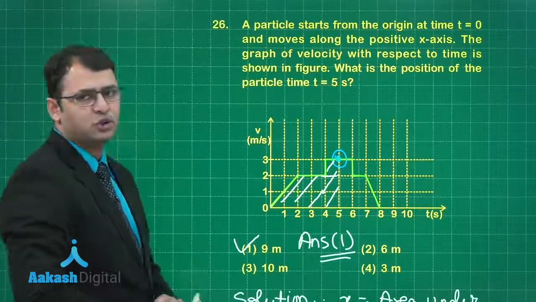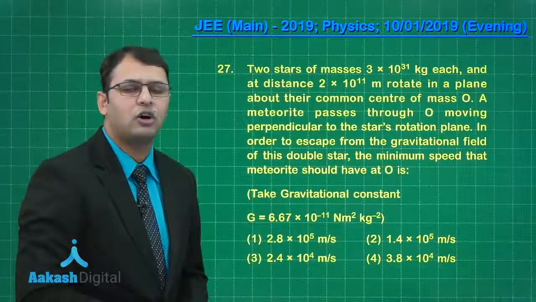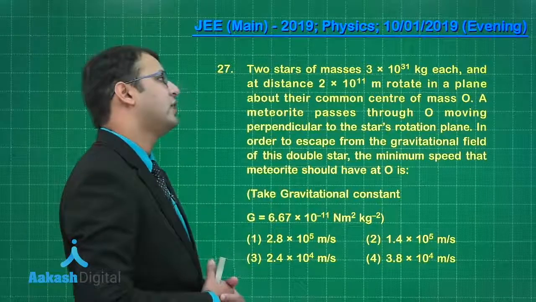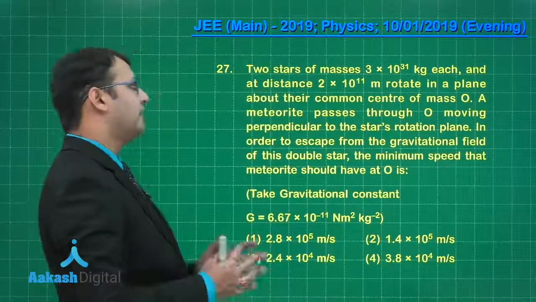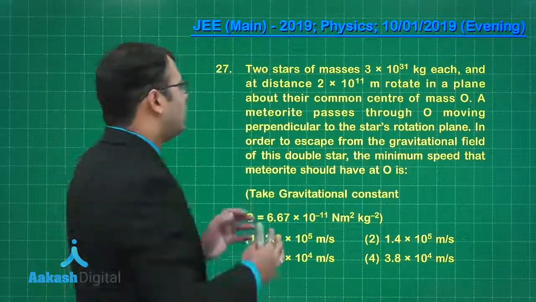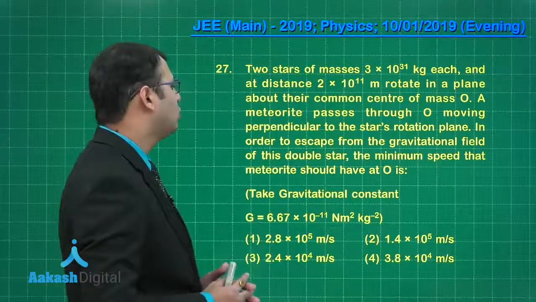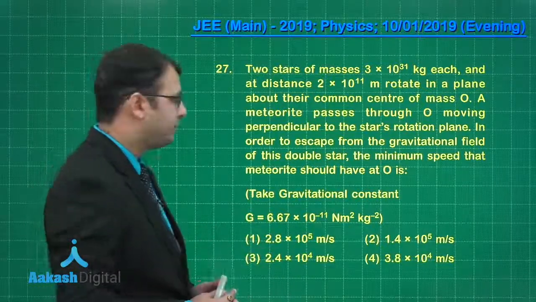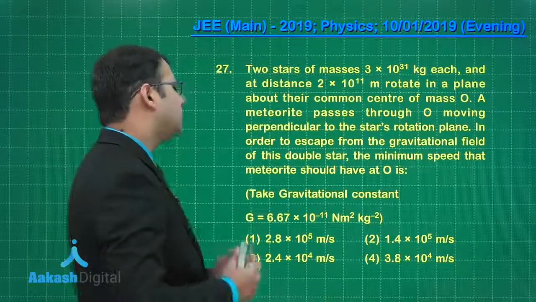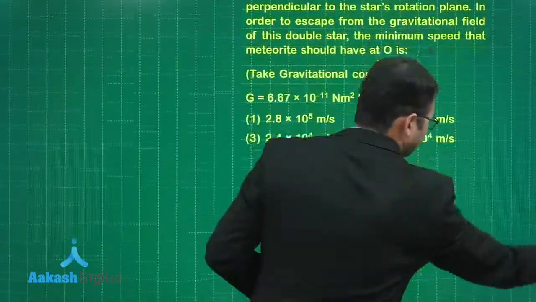Let's move ahead and see question number 27. Now this question belongs to the section of mechanics, chapter gravitation. Here there are 2 stars of masses 3 × 10 to the power 31 kg each, and the distance between them is 2 × 10 to the power 11 meters. They rotate in a common plane around the center of mass O. A meteorite passes through O, moving perpendicular to the stars' rotation plane. In order to escape from the gravitational field of this double star, the minimum speed the meteorite should have at O is? Let's see the diagram first.